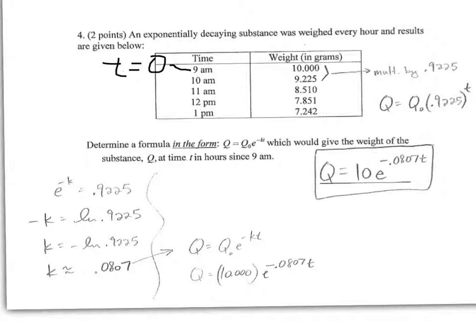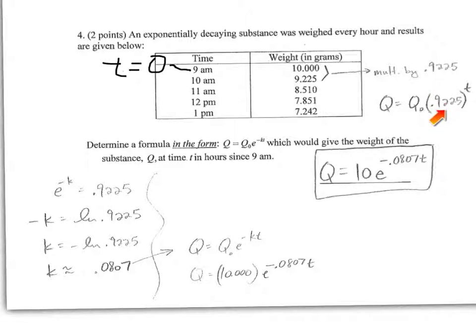First thing that I did was I tried to determine what the multiplier is from the 9 a.m. to the 10 a.m. time frame. You can do some simple division, or you can look at the data here. Since I gave you a weight that was 10 grams and the second weight was 9.225, you could simply move the decimal place if you wanted to.